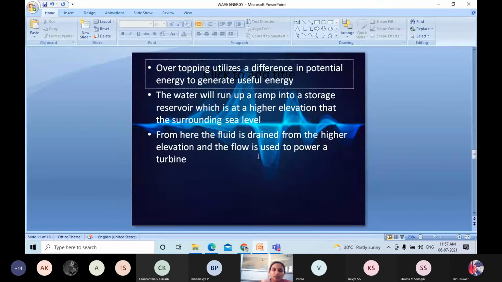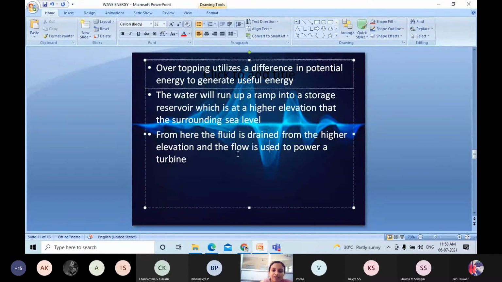Overtopping utilizes a difference in potential energy to generate useful energy. The water will run up a ramp into a storage reservoir which is at a higher elevation than the surrounding sea level. From here, the fluid is drained from the higher elevation and the flow is used to power a turbine.